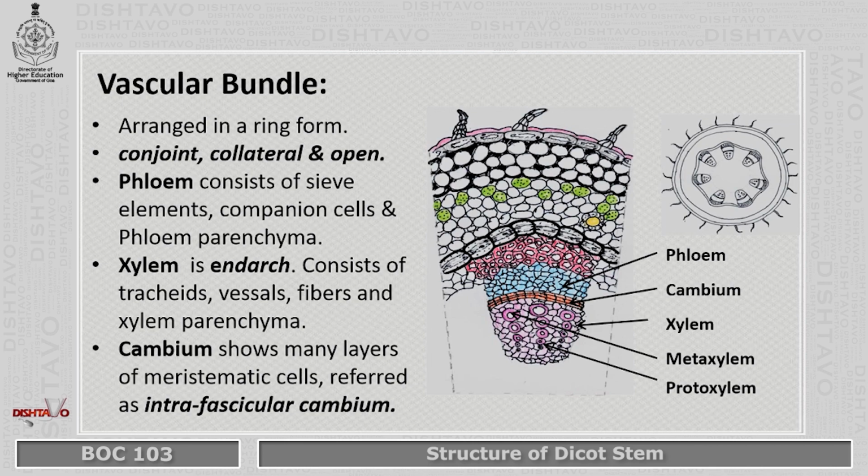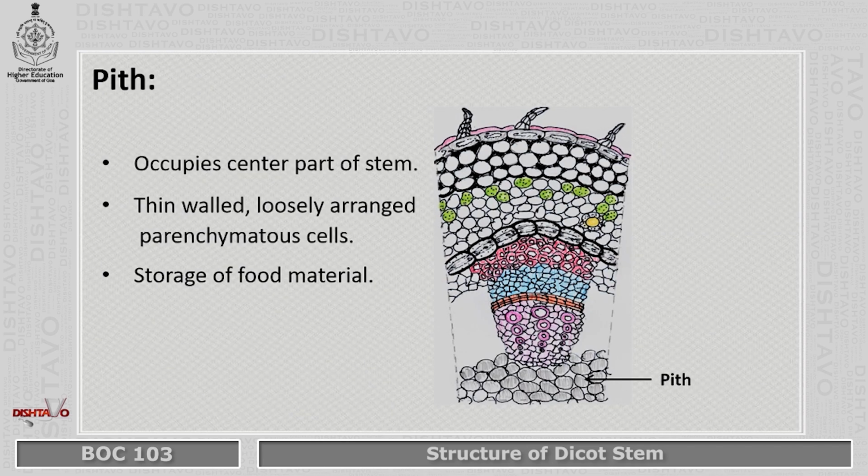Phloem consists of sieve elements, companion cells and phloem parenchyma. Xylem is endarch, in which metaxylem is towards periphery and protoxylem is in the center. It consists of tracheids, vessels, fibers and xylem parenchyma. Cambium shows many layers of meristematic cells. It is referred to as intrafascicular cambium because it is present inside the vascular bundle.